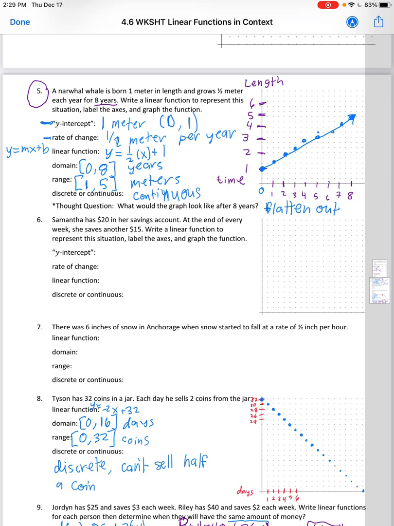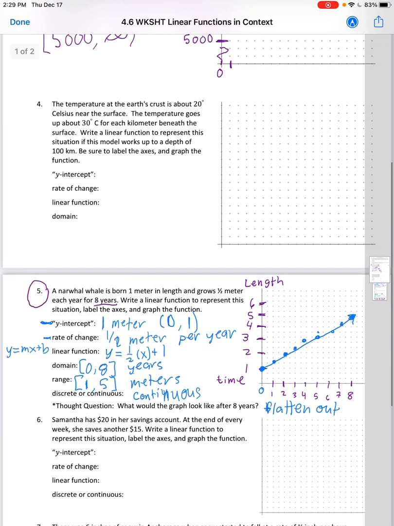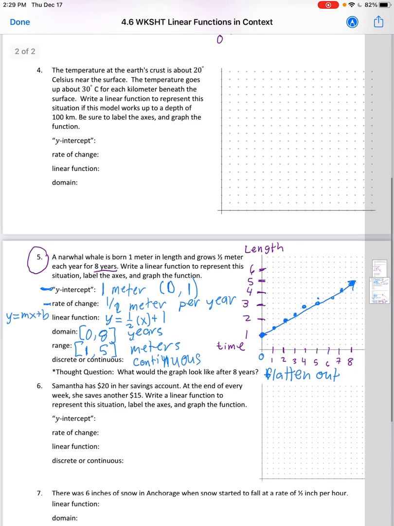That's kind of the trickiest question in all of these, but let's go ahead and look at another one as well. Let's look at number 4. The temperature at the Earth's crust is about 20 degrees Celsius near the surface, and as we go down it increases about 30 degrees for each kilometer beneath the surface. Write a linear function to represent the situation, if this model works for a depth up to 100 kilometers. Be sure to label the axes and graph the function.